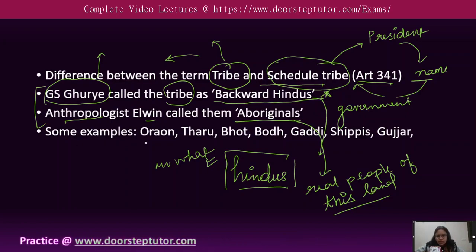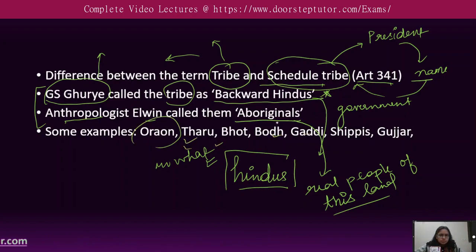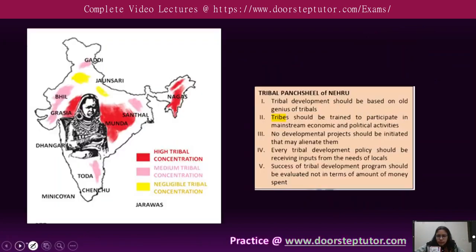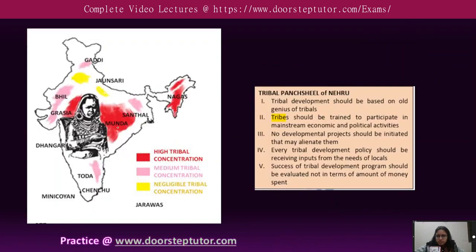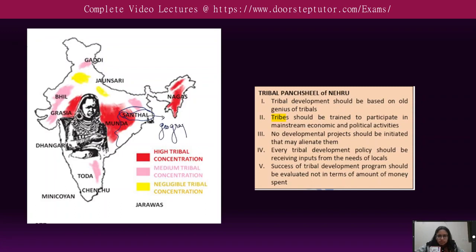Some examples are Oraon, Tharu, Bhotia, Gaddi, Gujjar. I've also attached a map here to help you understand. Now this is the Santhal tribe. The Santhal tribe is mainly limited to this area even since the time of the Britishers. Can you see that they have a definite geographical area? Now the Nagas, if you see, they live here in Nagaland.